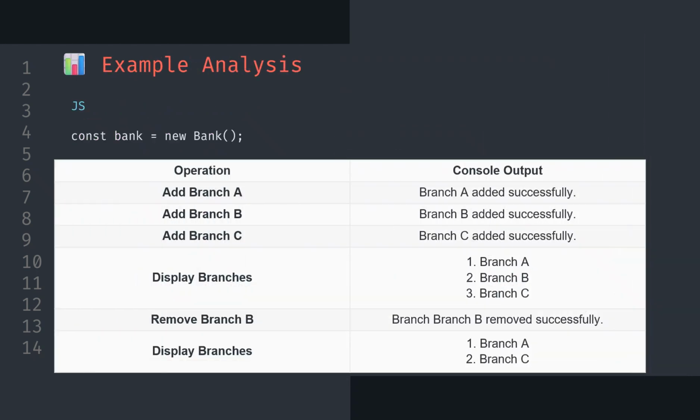Here's how the output looks for our operations. We get confirmation when branches are added or removed. Displaying branches shows the current list with indexes. Removing a branch updates the list as expected.